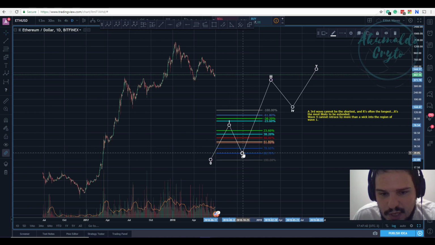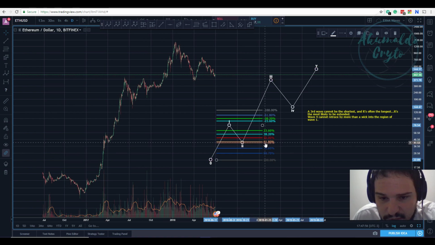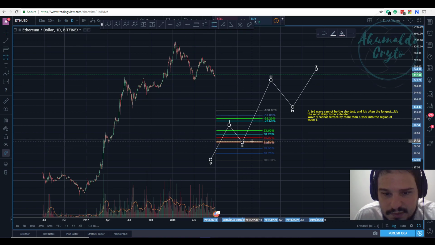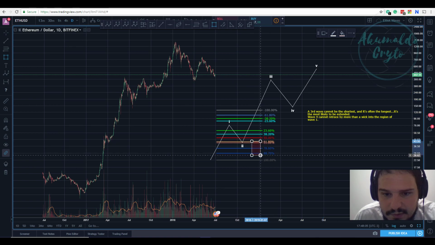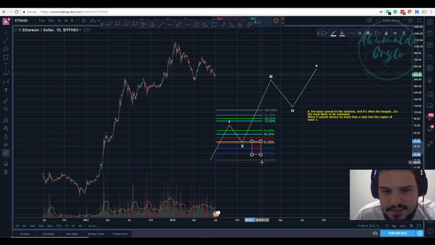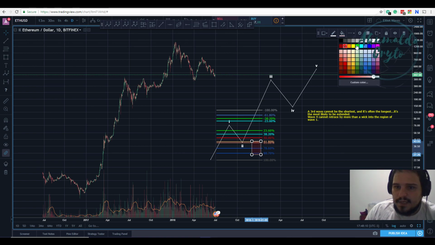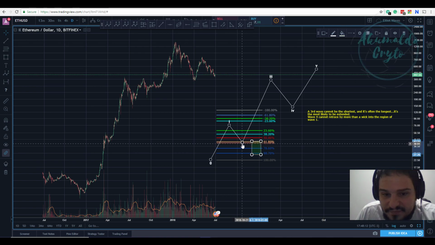Wave 2 is quite deep, like 70 to 80%. Okay, it has happened quite a lot, I would say. So we must pay attention to this region here, 61.8 to 65%. This is the region here. I will mark it with a box, a rectangle, sorry. This is the region that I would say wave 2 retraces.